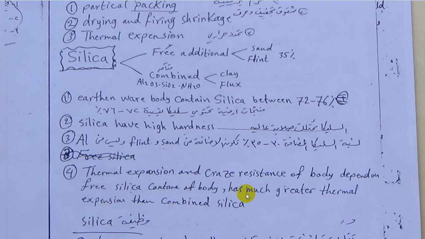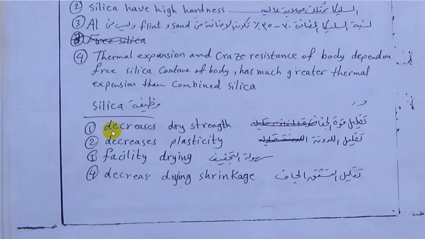يعني سيمتلك معامل تمدد حراري أكثر من السيليكا المركبة. وظيفة السيليكا، silica function, as we see: increase dry strength, increase plasticity, facility of drying, so with التجفيف, and decrease of drying shrinkage. كما ترون أمامكم.